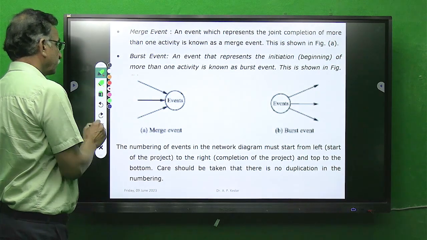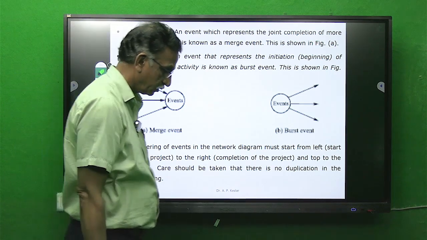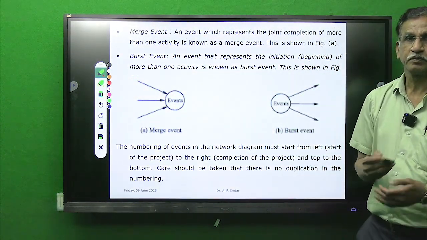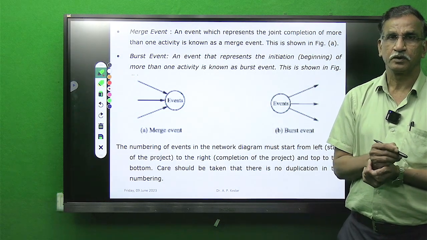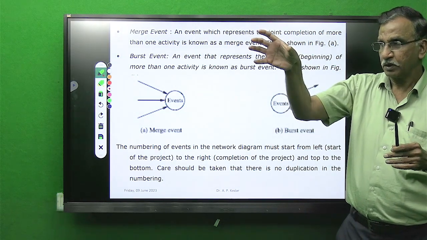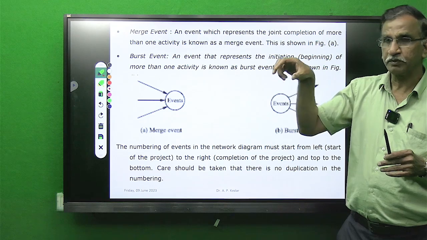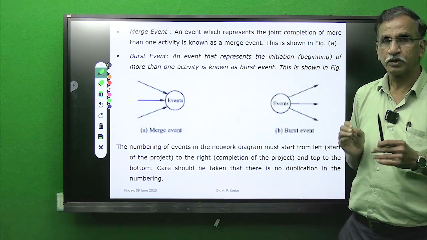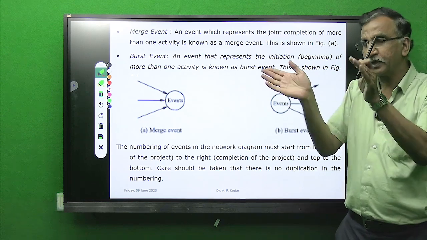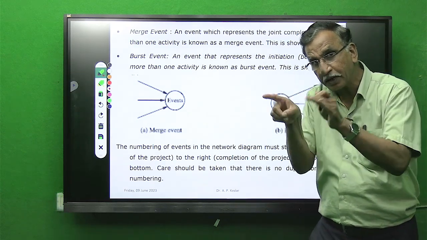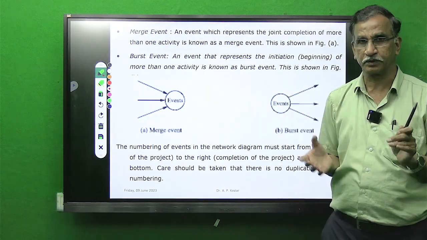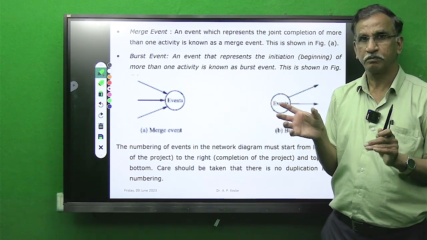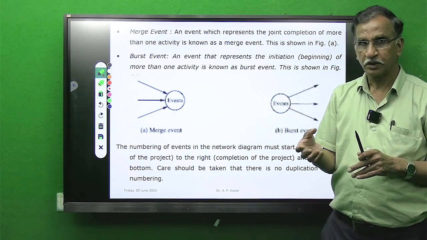Some events are merge events and some events are burst events. Merge means more than one activity terminates at that particular event, so it is merging. Bursting means many activities simultaneously coming out of the event. They are the opposite of each other: merge versus burst.